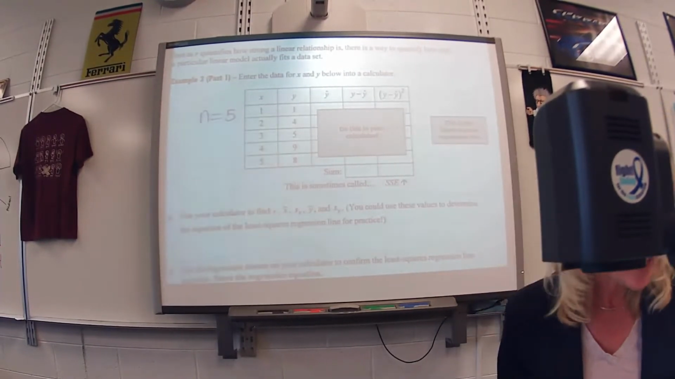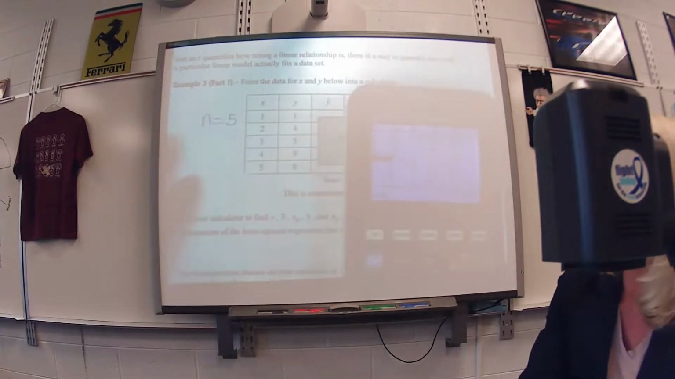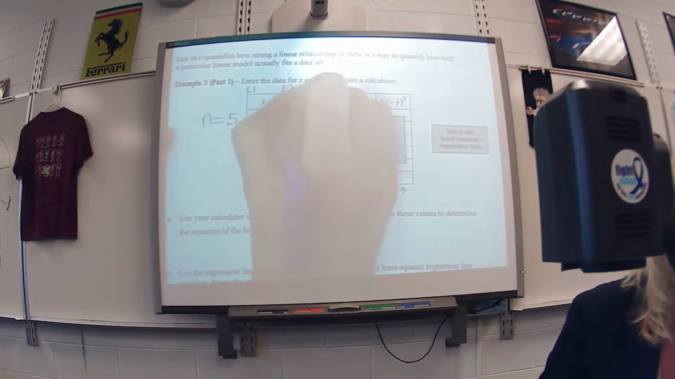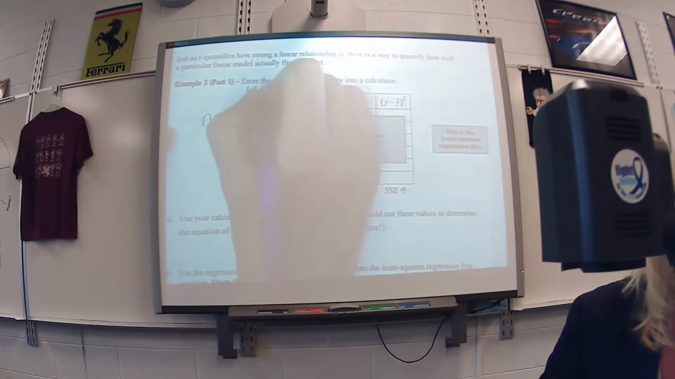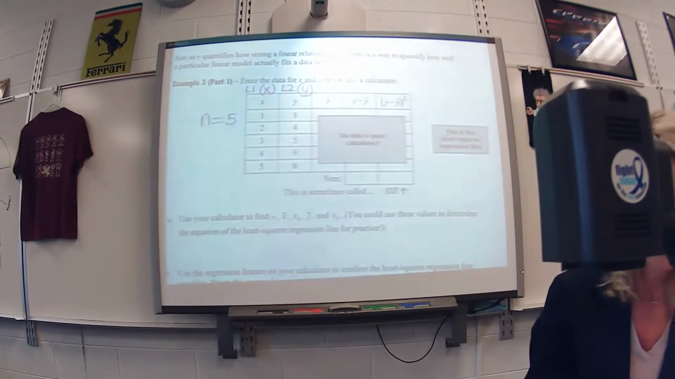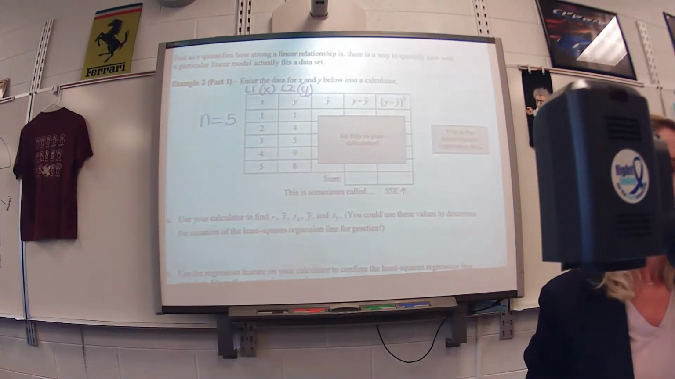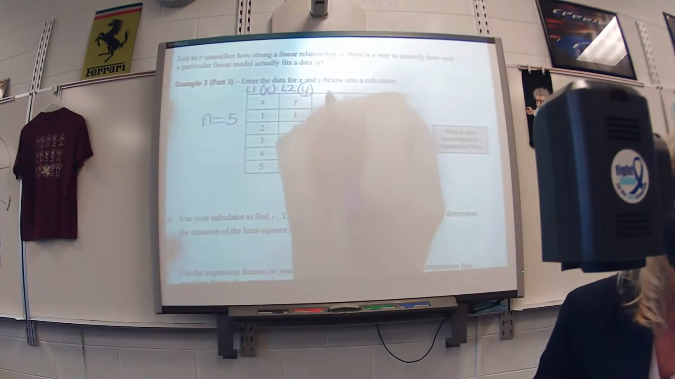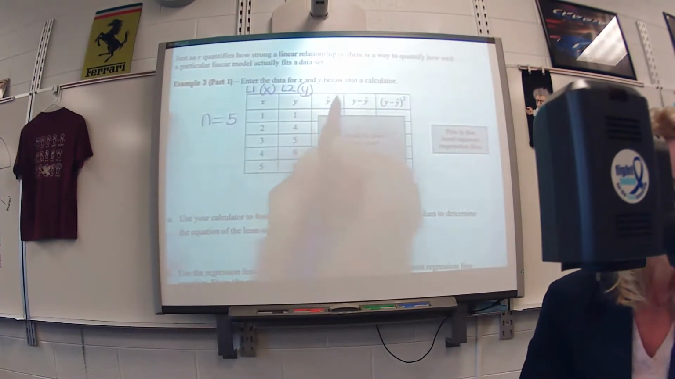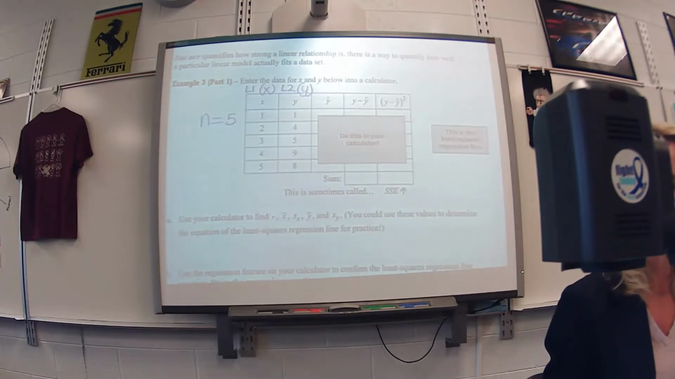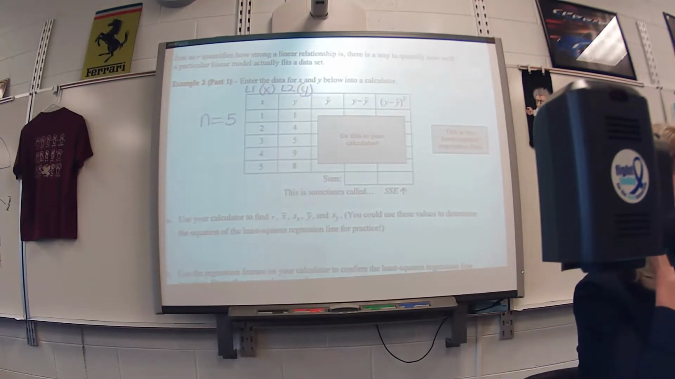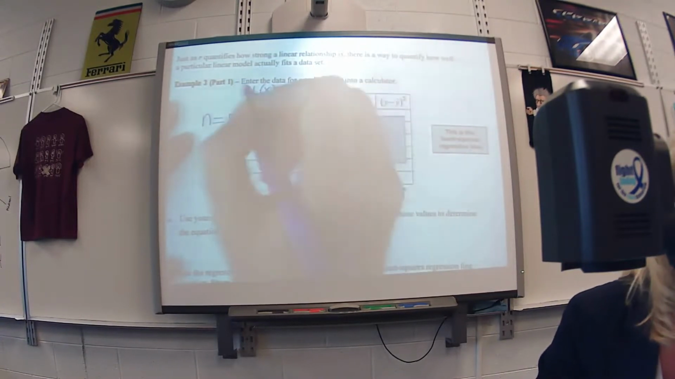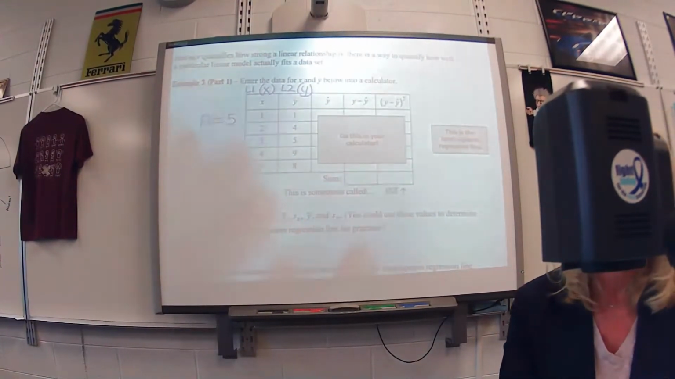I had this data entered in my 84, in my L1 and L2. When I entered it in my Inspire, I literally just called it X and Y. You can all do this if you want, but I'm going to create a new column of Y hat. Y hat goes with your regression line. It is your predicted Y values. So I'm going to need to make that column. I need to actually do my linear regression. I'll come back to that.